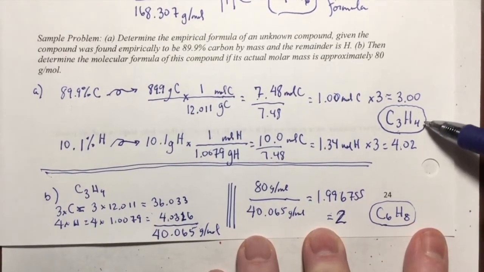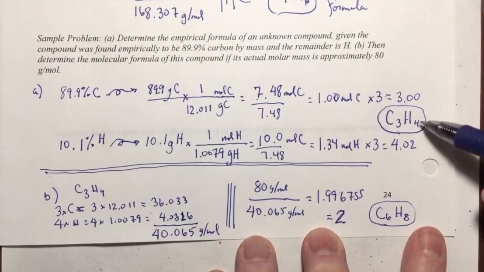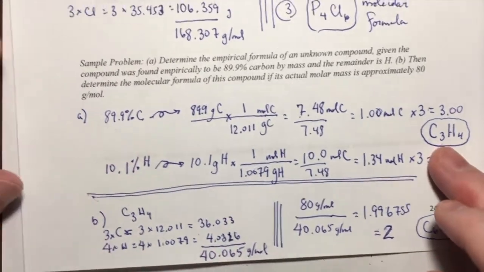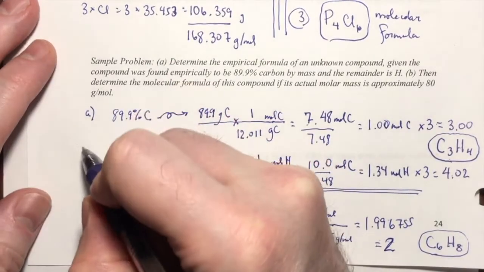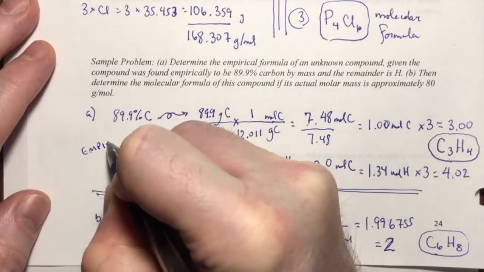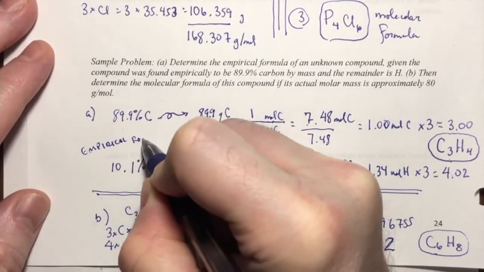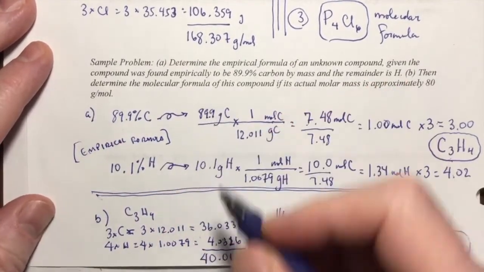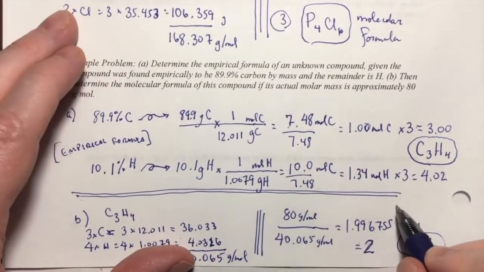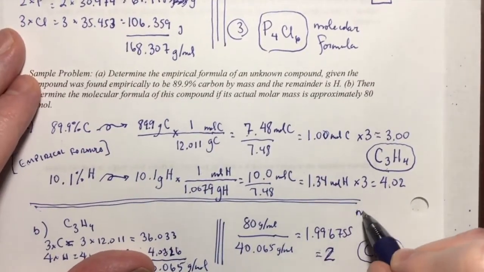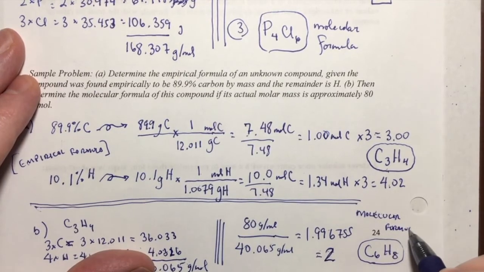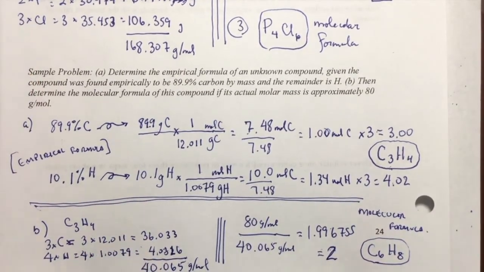So I calculated my empirical formula up here. That's the lowest ratio of atoms. And my molecular formula down here. So let me just label this work so that it's obvious what I was doing. So empirical formula. And this is my molecular formula. All right, and there we go.